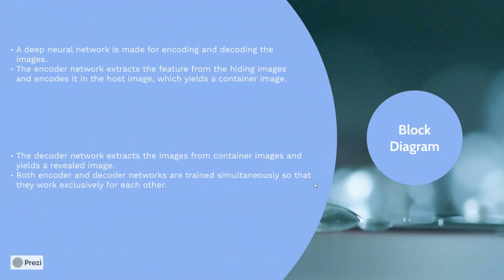Now the encoder and the decoder both are trained simultaneously, which makes them exclusive to each other. This means that if the encoder is used to encode the hiding image in a host image, then the same decoder has to be used to decode the container image. So if we use another decoder to decode the container image, then the reconstructed image might not look similar to the hiding image. And this feature gives us an extra layer of security and robustness.